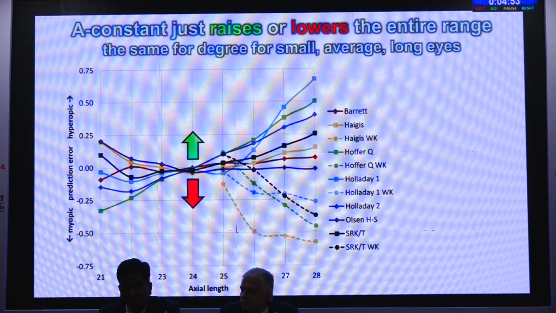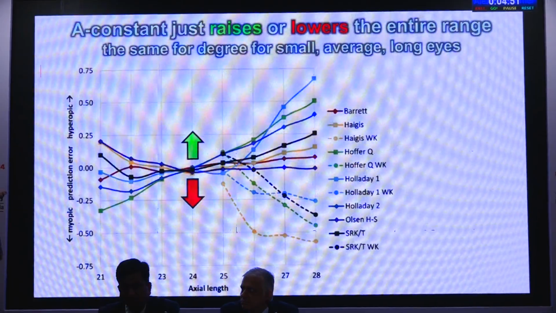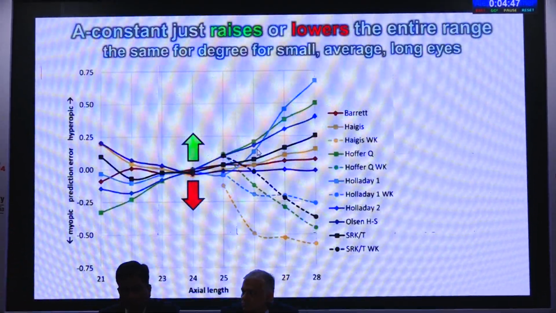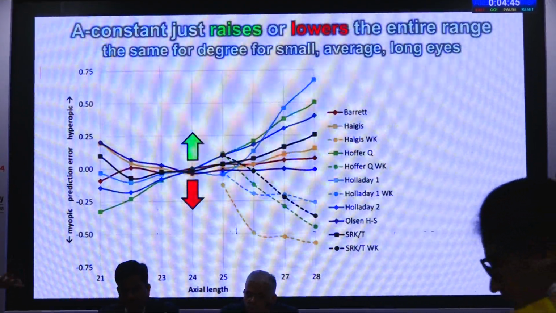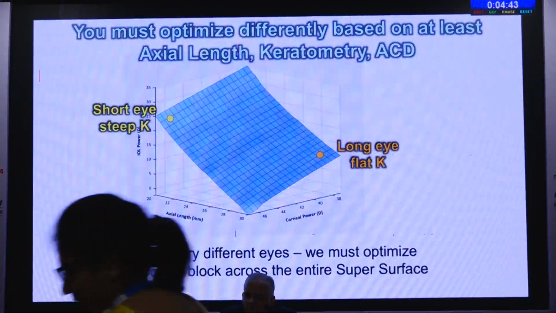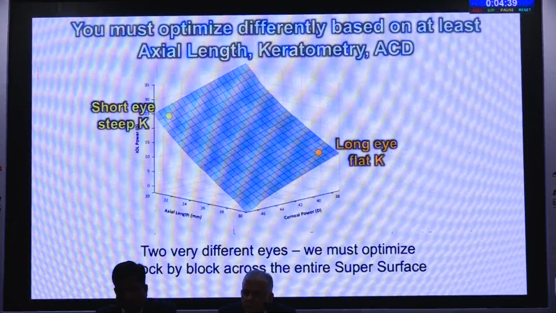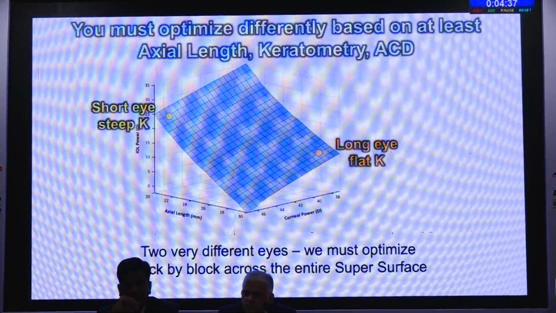That's such an ancient idea because all it does is raise all eyes up or all eyes down. That doesn't make any sense. You can't treat this hyperopic eye the same way as a myopic eye. It makes zero sense. So an A constant may have been good long ago. Again, short eye with a steep K, you can't treat it the same as a long eye with a flat K. They're totally different eyes.